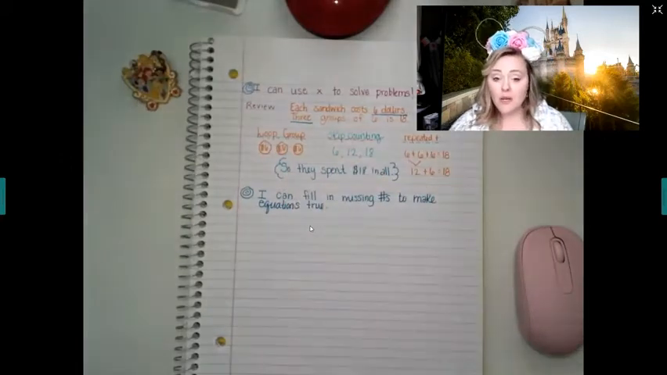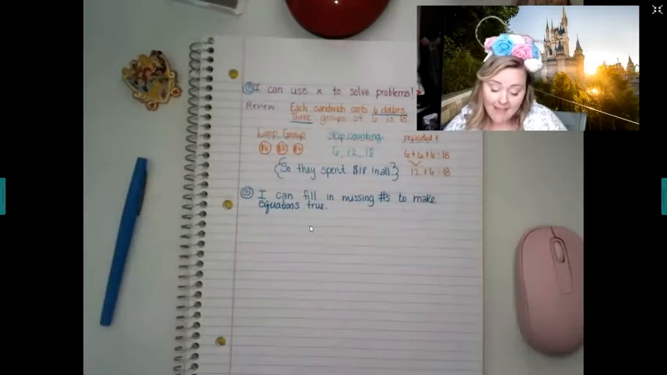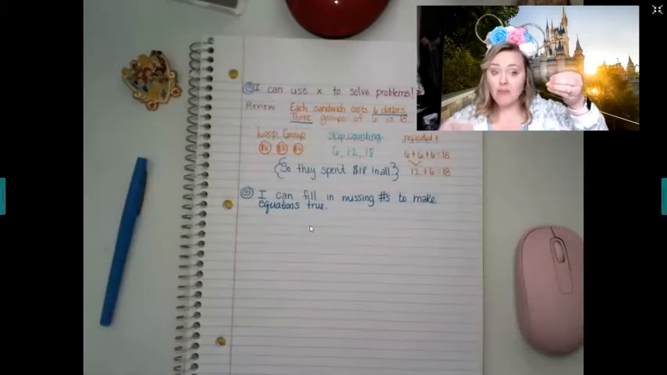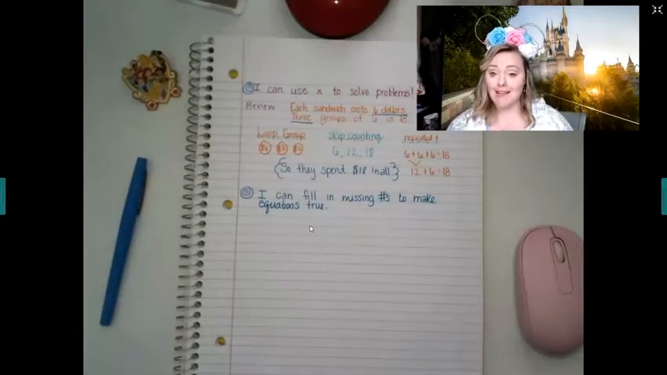So for this one, we need to remember that we are making equations true, so we have to find a balancing act, right? Just like when we put a scale, if we put 2 apples on one side of the scale, then we have to put 2 apples on the other side that weigh the same amount so that our scale is balanced and equal.